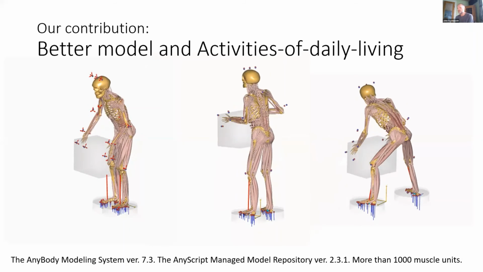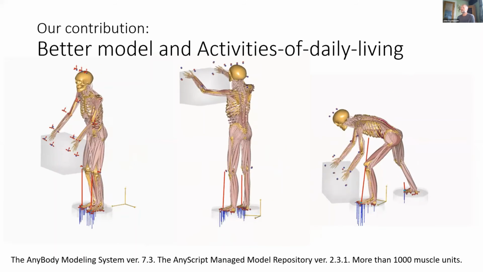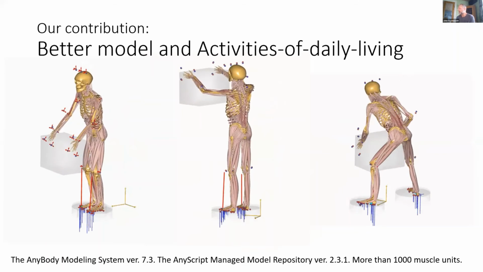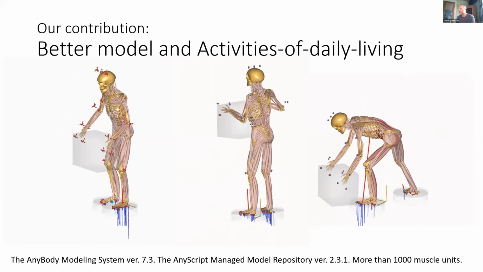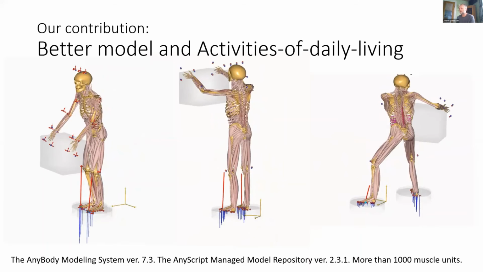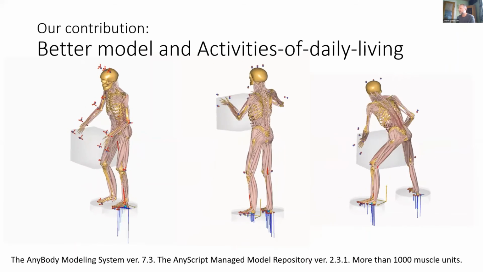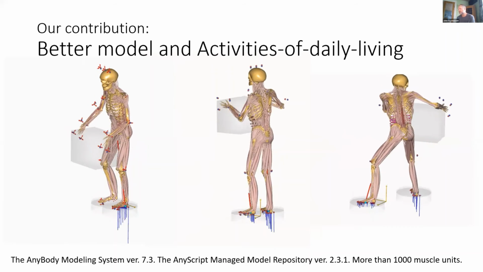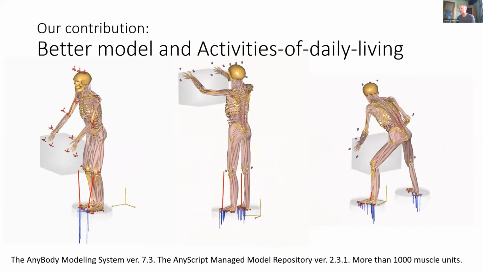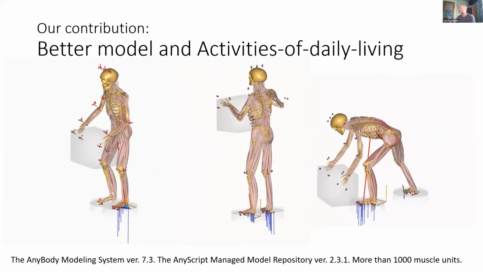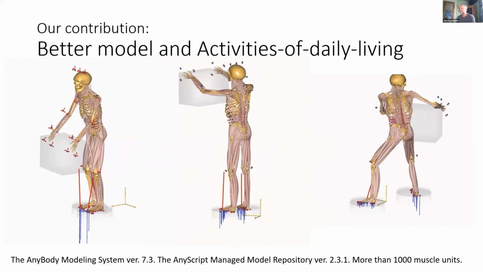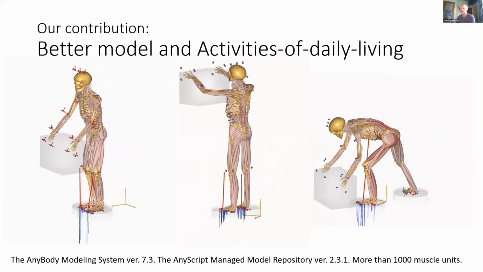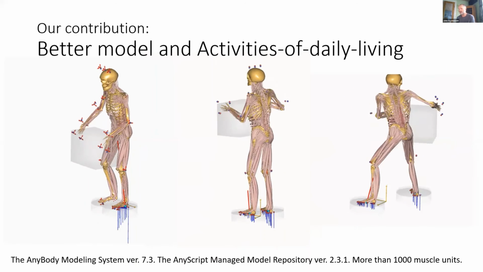So we want to extend this to look at activities of daily living. Our contribution is that instead of looking just at nominal motions like flexion and extension, we've performed experiments with activities of daily living. In this case, it's three different cases of box lifting. So this is one motivation. The other motivation is that the models keep getting better, so we have to repeat these investigations every once in a while.